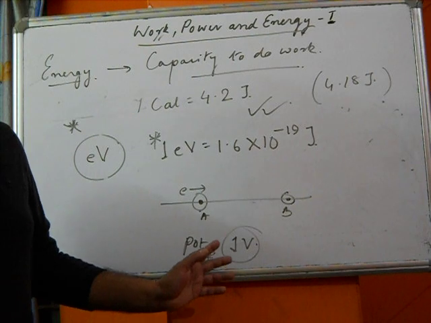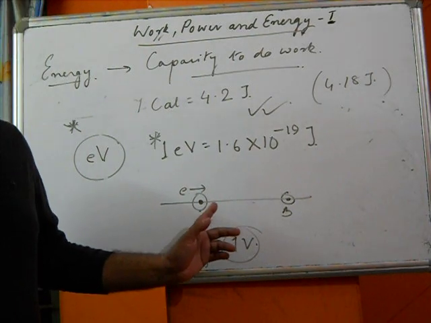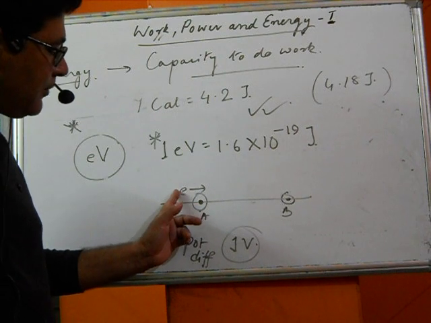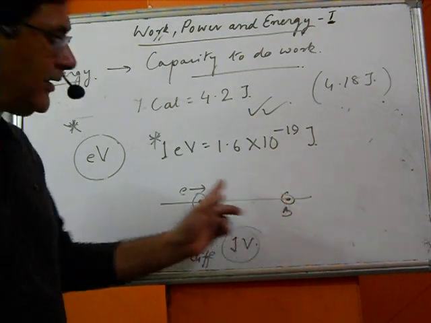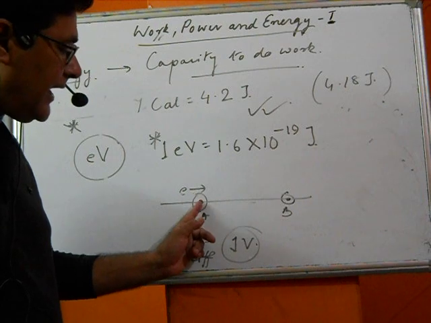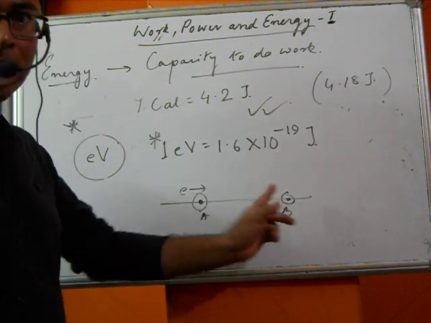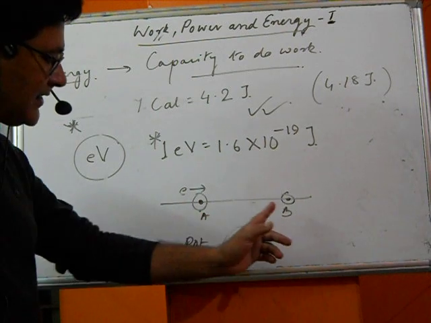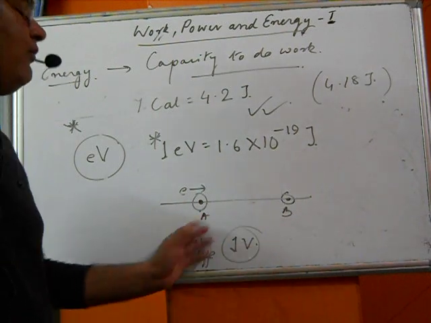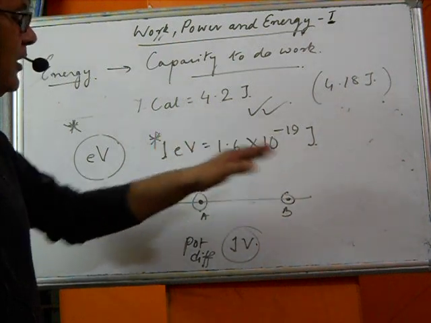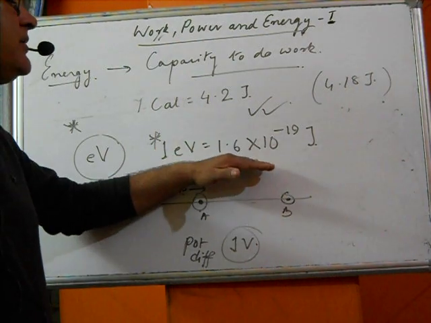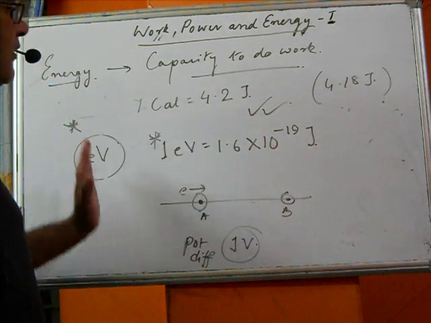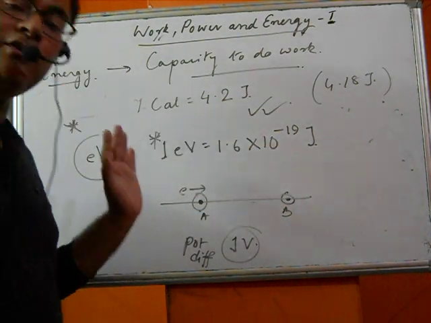So what we will say: 1 electron volt is the energy gained by an electron. Suppose this electron is moving from point A to point B. It has to gain some amount of energy to move. So it is the amount of energy gained by an electron when it is accelerated in a potential difference of 1 volt. If I convert this to joule, 1 electron volt equals 1.6 into 10 to the power minus 19 joule.